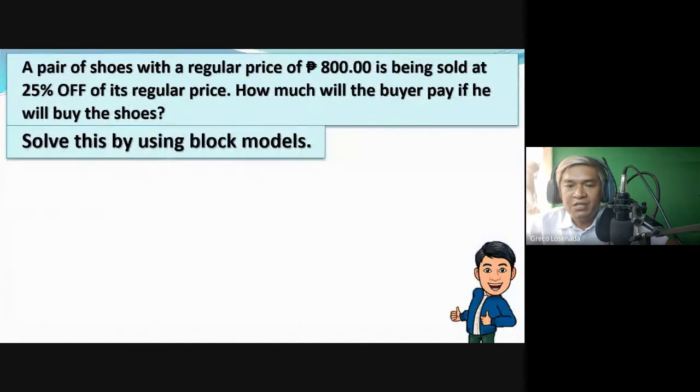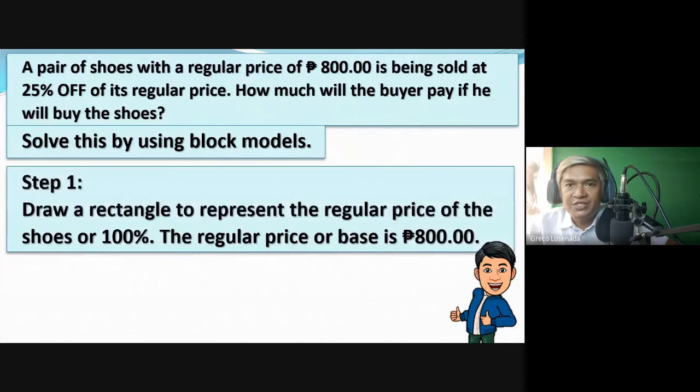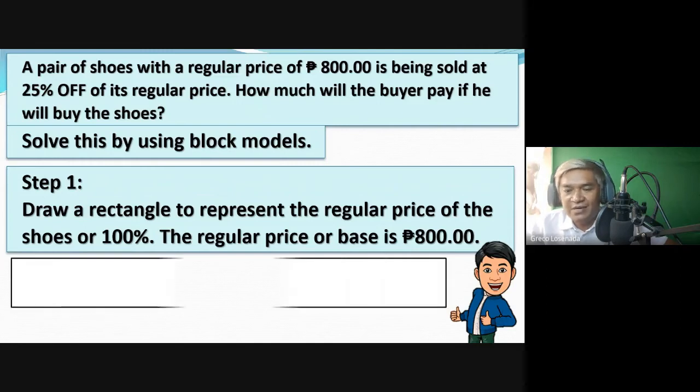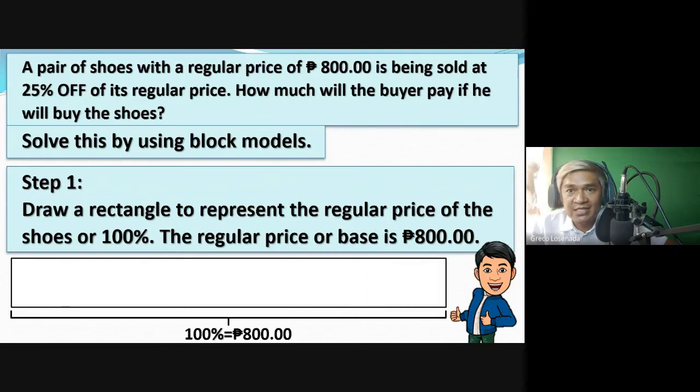Let us solve this problem using the block model method. So first thing to do is to draw a rectangle that will represent the regular price of the shoes, which is equivalent to 100%. The regular price or the base is 800 pesos. So this rectangle represents 100%, equal to the base, which is 800 pesos.